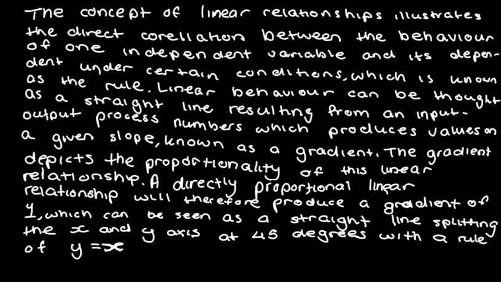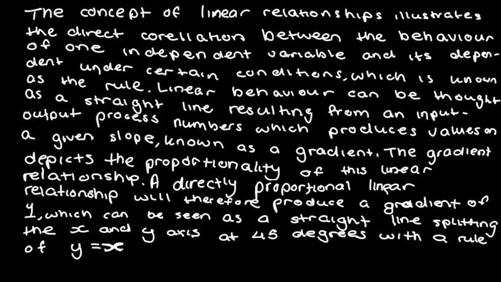The concept of linear relationships illustrates the direct correlation between the behavior of one independent variable and its dependent variable under certain conditions, which is known as a rule. Linear behavior can be thought of as a straight line resulting from an input-output process of numbers, which produces values on a given slope, known as a gradient. The gradient depicts the proportionality of this linear relationship.